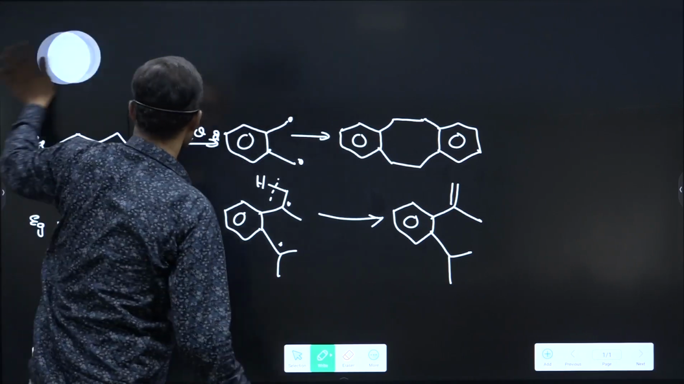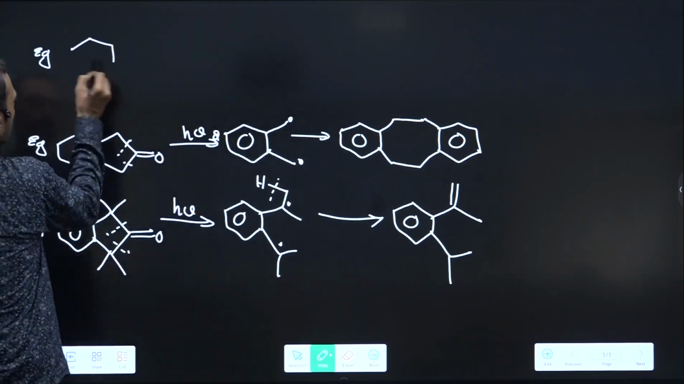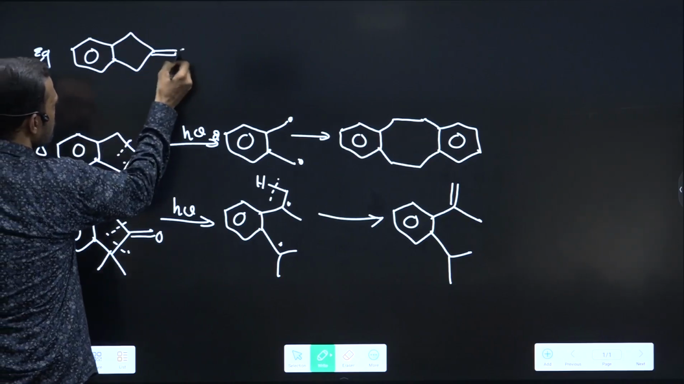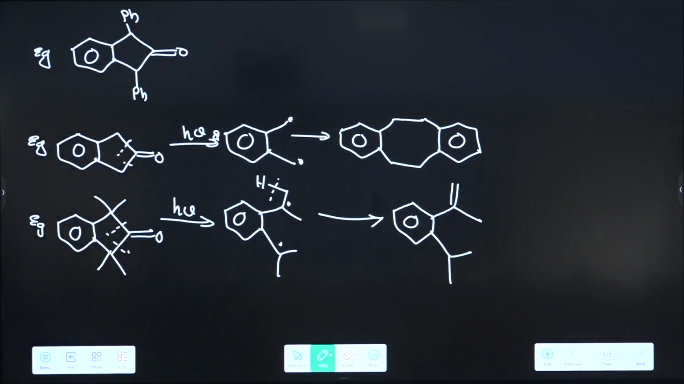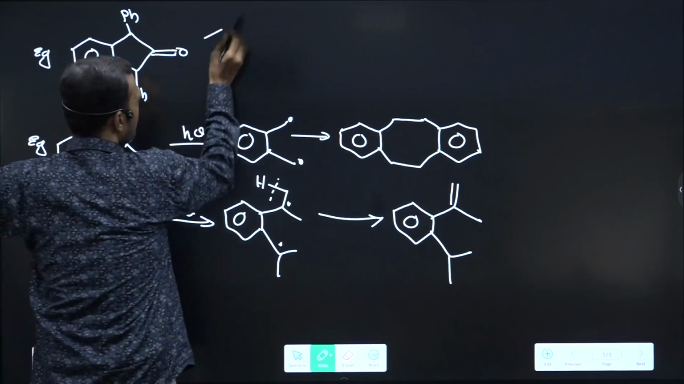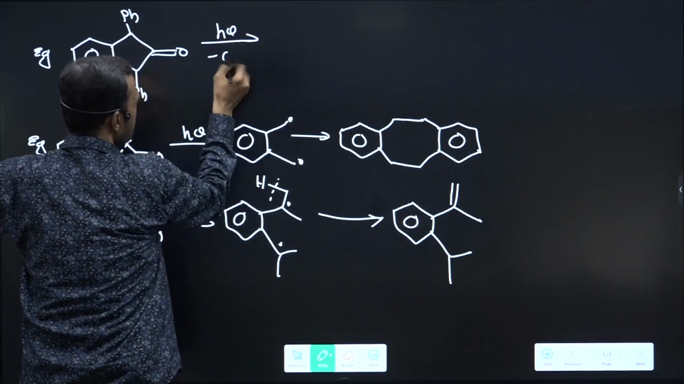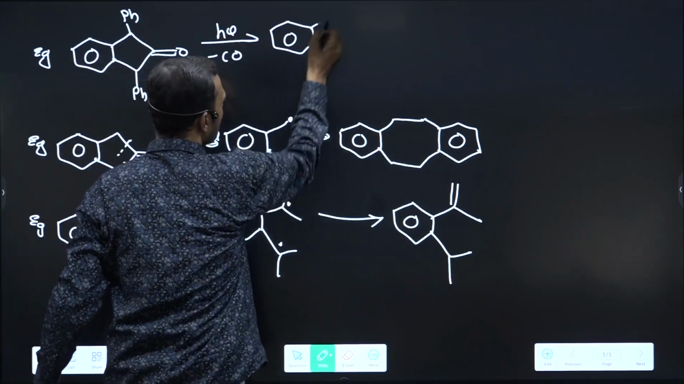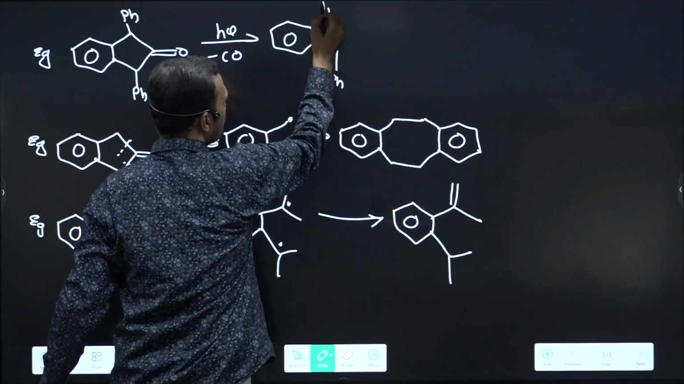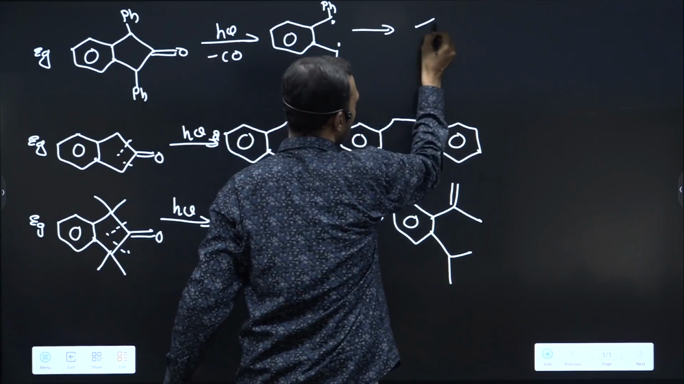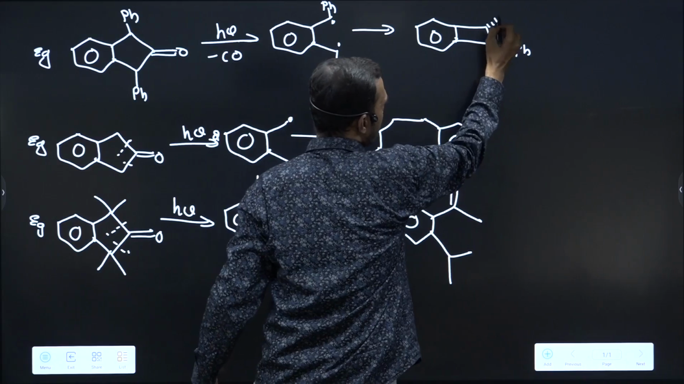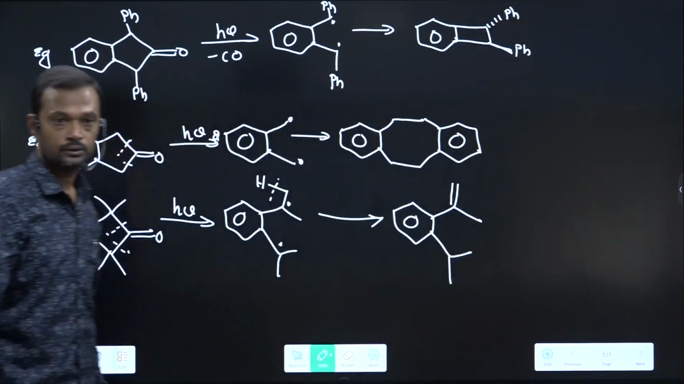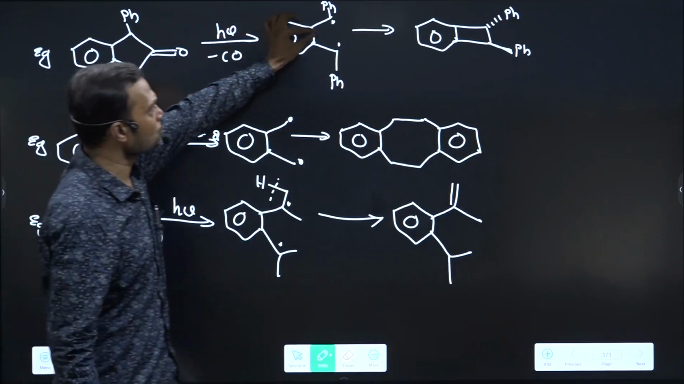You will get different answers in Norrish 1. Don't depend on one molecule. So if I take phenyl and here one more phenyl. Initially, photochemical, if you irradiate, there is a loss of CO. Here Ph and this is Ph radical. These two combine together and form this product. Here cyclization is possible because you will get stable radicals. Whatever intermediate radicals you are getting, these two attach directly.